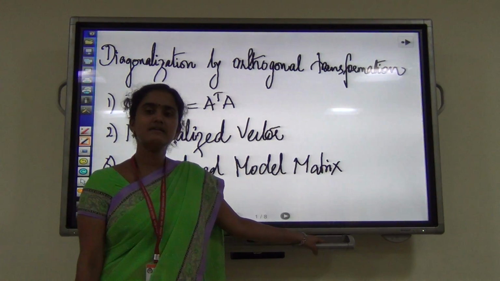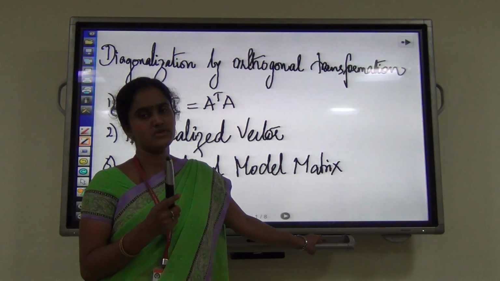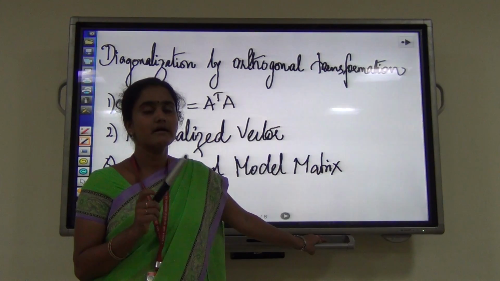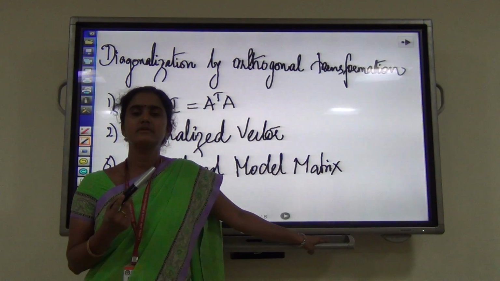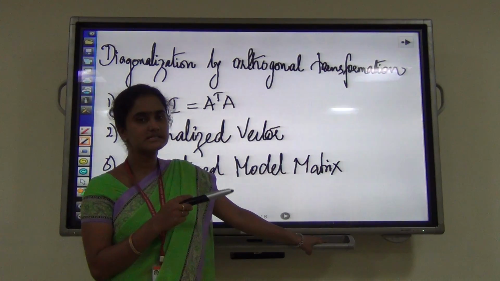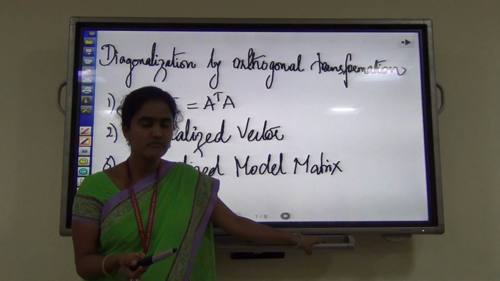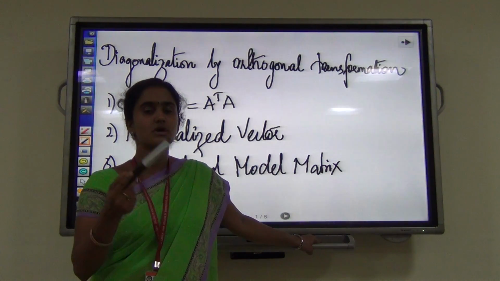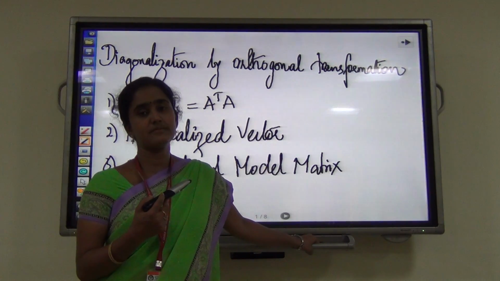So let us start with the diagonalization by orthogonal transformation. Here we are going to get the diagonal matrix by a transformation called orthogonal transformation. We would have heard about this word orthogonal earlier in this unit 1 while doing eigenvalues and eigenvectors and properties related problems. Also we have done Cayley-Hamilton along with its uses and properties.